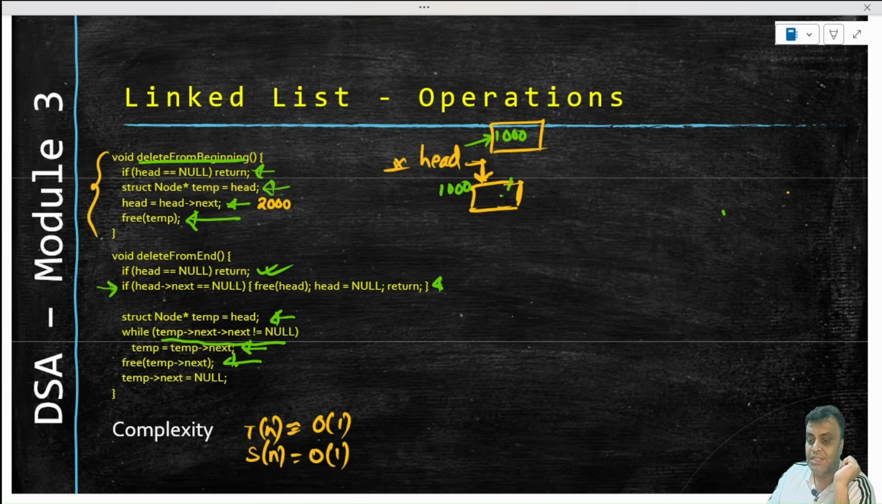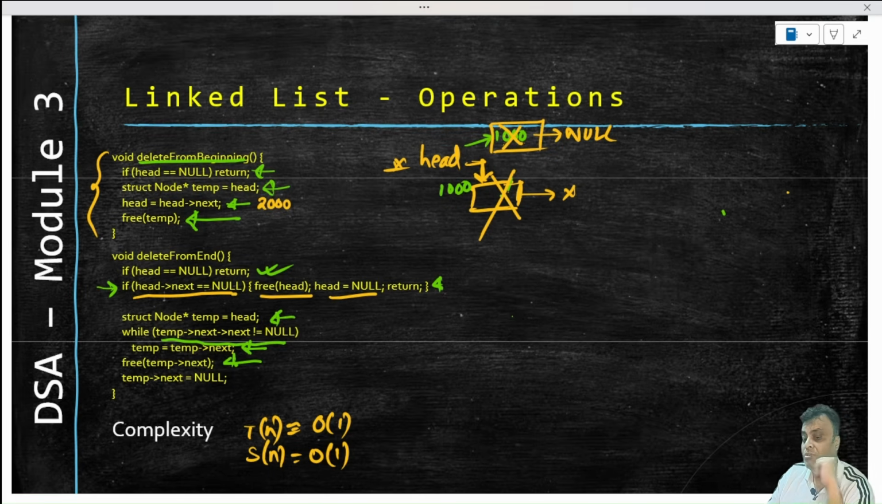Because my head is at 1000 and its next is null. So head arrow next, if it is null, then just free head. Wherever head is pointing, free it. So fantastic, we have freed head. And what else we need to do? We need to change this to also null, right? So head equal to null, that's all we will do. So this is also very simple to understand.